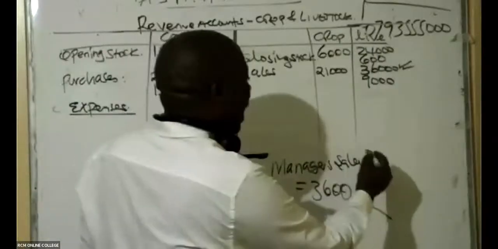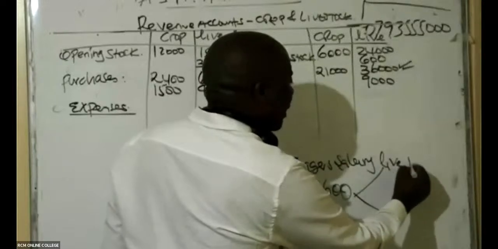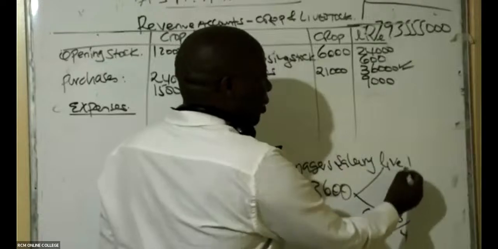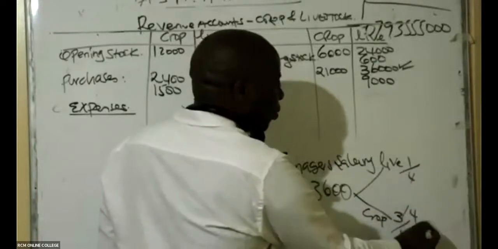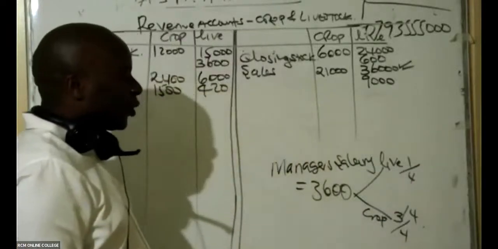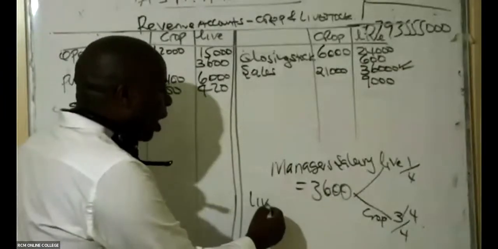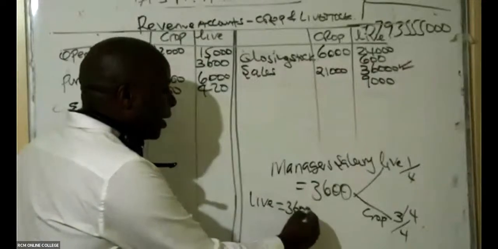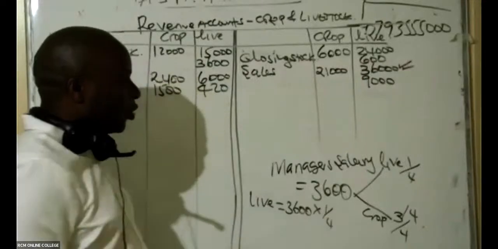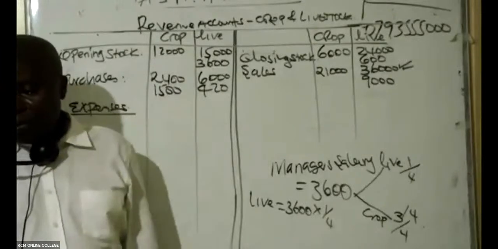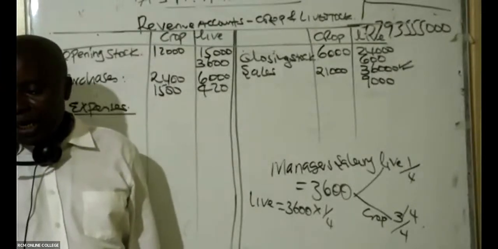So we have 1 for livestock and 3 for crop. So these are 4 portions. This will be a quarter, this will be 3 quarters. So can somebody give me 3,600 times a quarter? Livestock will be 3,600 times a quarter, which gives me 900.